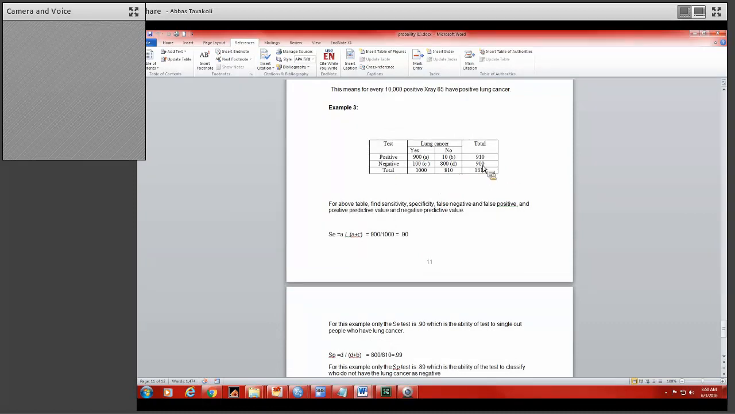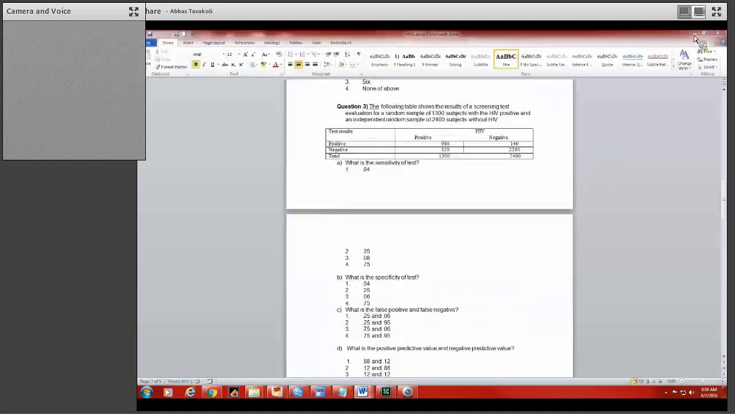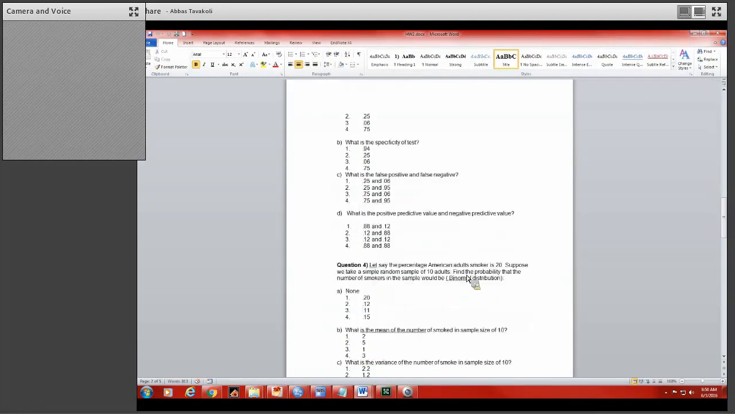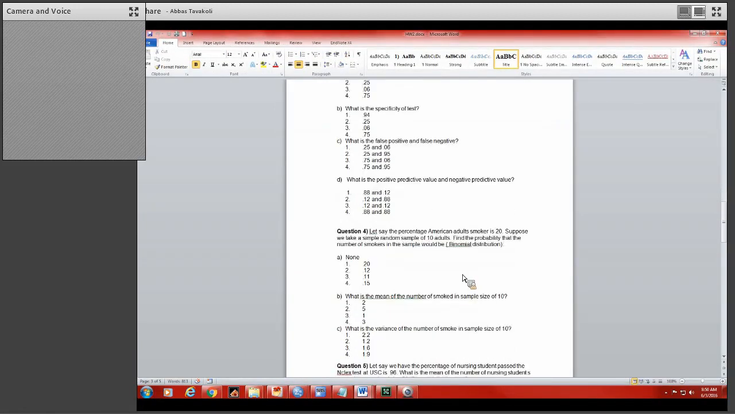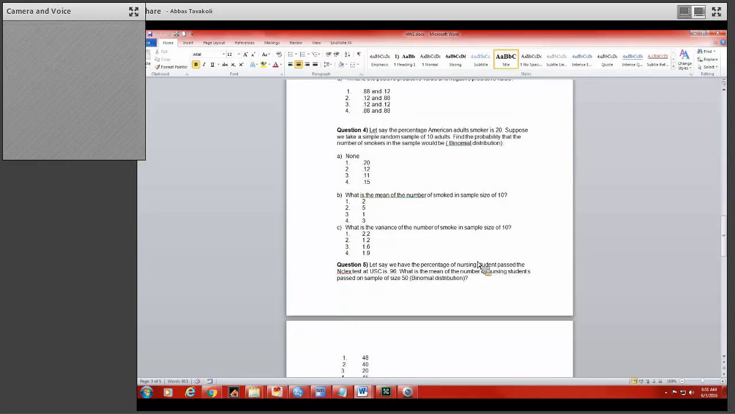And false positive is 1 minus specificity, and false negative is 1 minus sensitivity. You can easily calculate that. And then positive predicted value is basically your row column. So you have here the number of positive over the total of positive in test, and negative is 800 over 900, which would be negative predicted value. So this question basically asks you to calculate that based on the example you have. You should be able to easily calculate that.